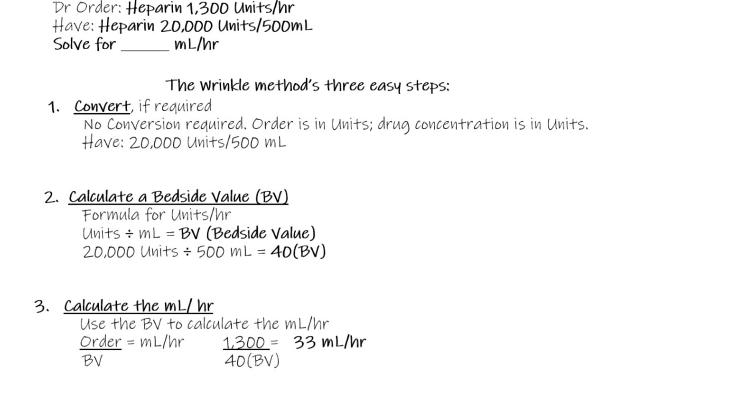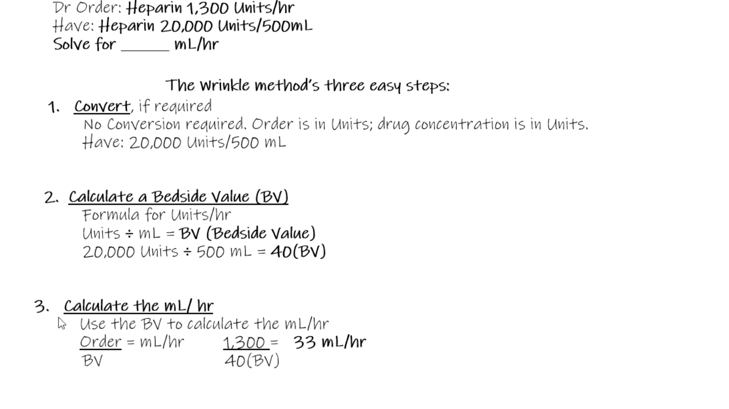Another example would be the order is for heparin at 1,300 units per hour. We have heparin 20,000 units in 500 milliliters, and we need to solve for the flow rate. So the first thing we're going to do is convert, but there's no conversion required because the order is in units and our drug concentration is already in units. So we have 20,000 units in 500 milliliters. To calculate the bedside value, the formula for units per hour is units divided by milliliters equals a bedside value. So we have 20,000 units divided by 500 milliliters equals a bedside value of 40.